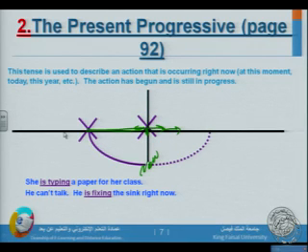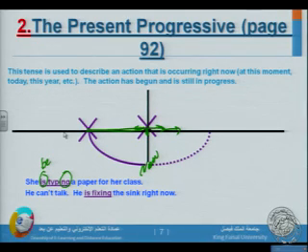Notice the form of the present progressive: the verb, we add ing to it, and it must be preceded by the verb to be. She is, he is, it is, okay? They are, we are, you are, I am. So she's typing, I am typing, you are typing, we are typing a paper for our class.